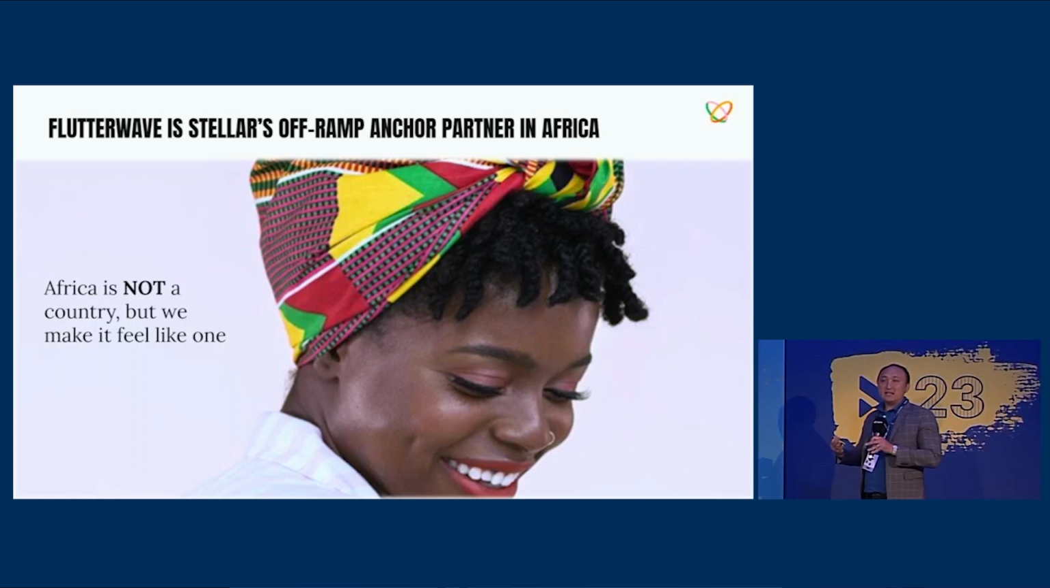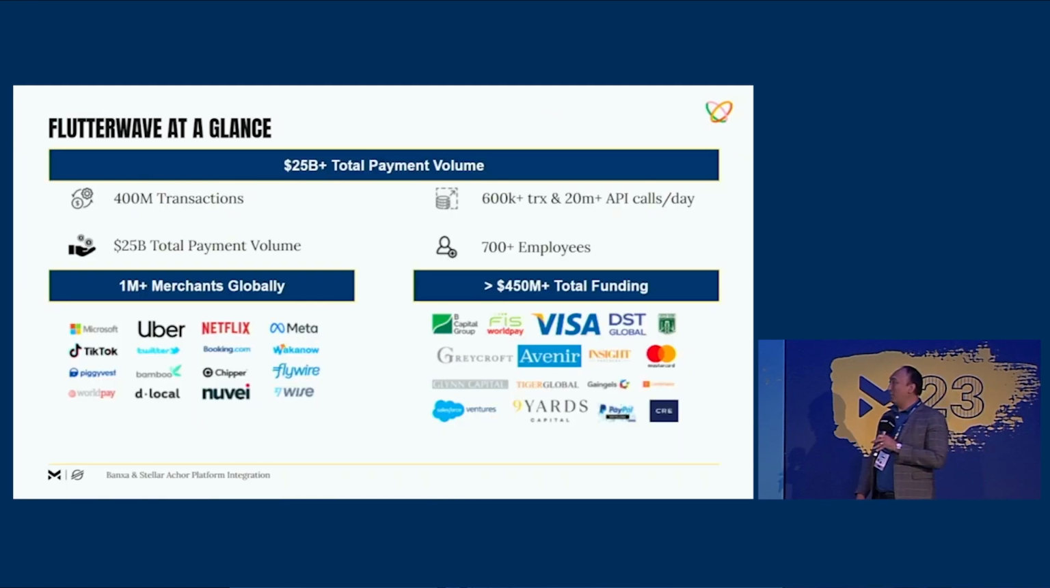And what we like to say is that Africa is not one country, but we want to make it feel like one. At the end of the day, there are a lot of different nuances across the continent. It's very difficult to navigate through all of that, but what we want to do is make it as simple as possible with one simple API. We work closely with the Stellar team to be able to do so. So we're really excited about what we can do together.